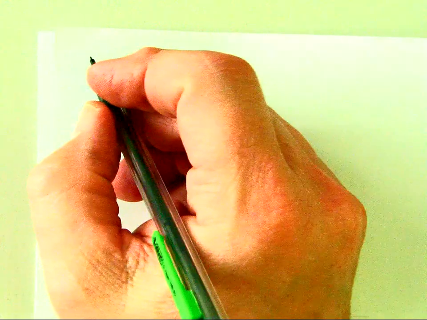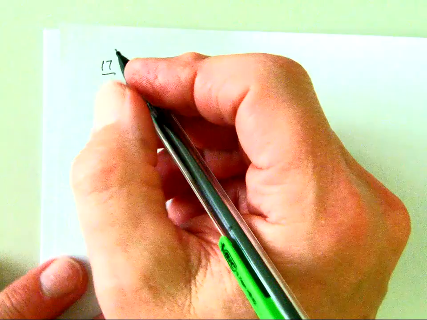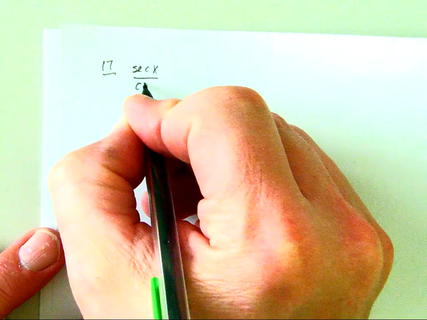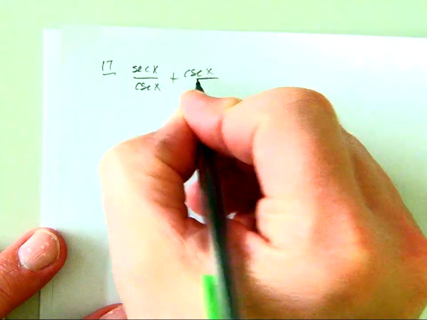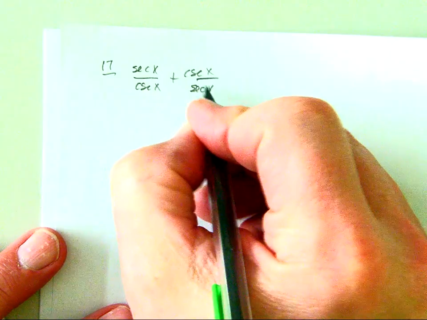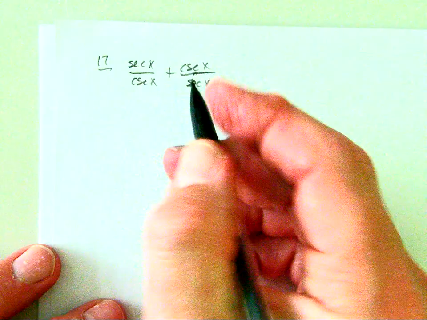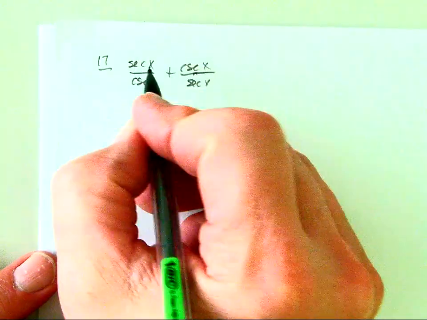Alright, this will help on some of the practice problems on 5.2, like number 17. Number 17, I think, actually is a little, sometimes I say one's easier than it looks. I think this one is actually harder than it looks. So we start with secant over cosecant plus cosecant over secant. The only reason it makes it a little more difficult is because it has those in it instead of sine and cosine. So the first thing I would do is change to sine and cosine.